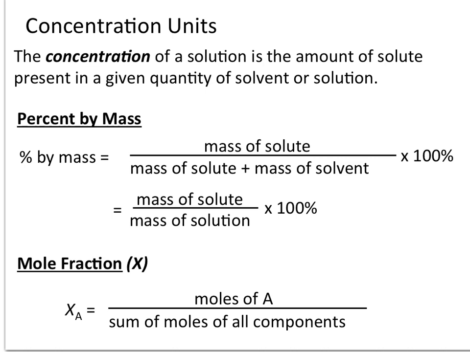Basically the way percent by mass is calculated is you take the mass of the solute and you divide by the mass of the solute plus the mass of the solvent and multiply by 100. So basically the mass of the solute divided by the mass of the solution times 100, and that gives you your percent by mass, or your mass percent.